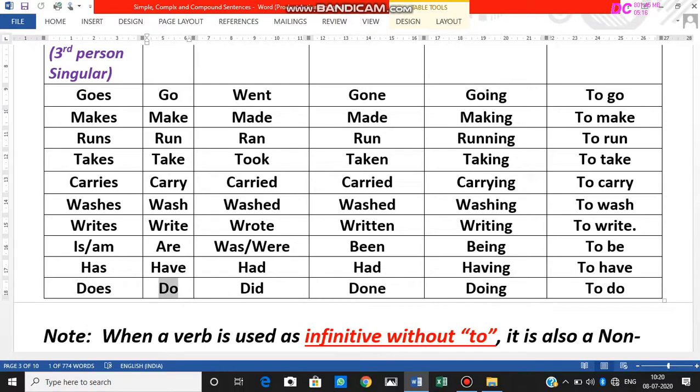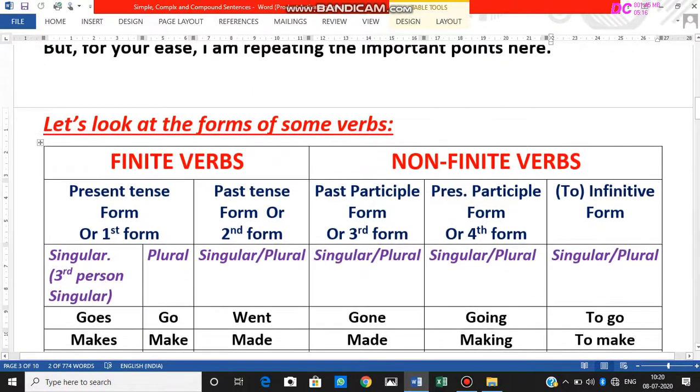And does, do is the base form, singular and plural. Does is the singular form, and did is the second, and done third, doing fourth, to do the infinitive form. So now have a look at it once again.